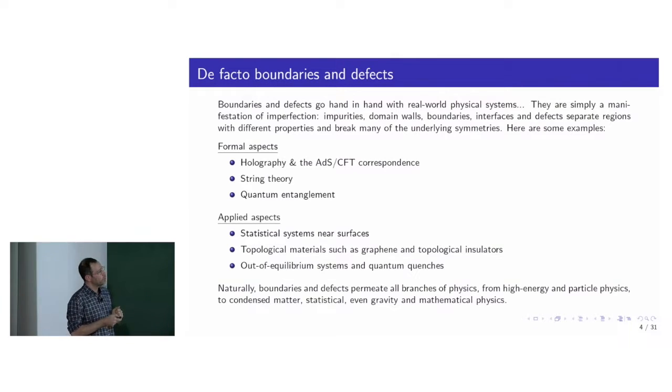And of course, quantum entanglement: maybe we have a system that is separated into two or more subsystems, and there is a surface or a defect that separates these systems. What we are interested in is how the degrees of freedom are reduced and give rise to entropies, etc. And then there are applied aspects, and probably the one relevant to the present work is the physics of statistical systems near surfaces, which is completely different from statistical systems not near surfaces, in the bulk.